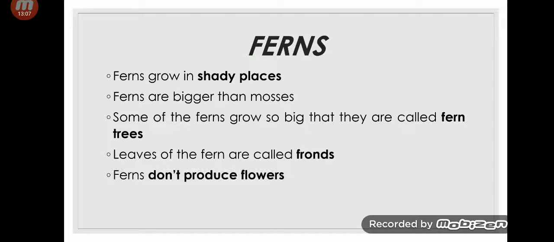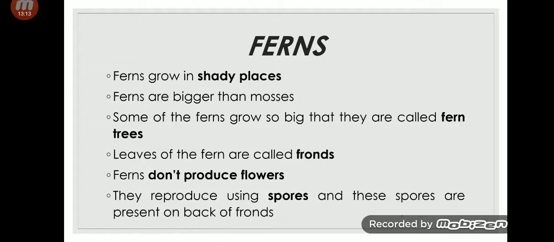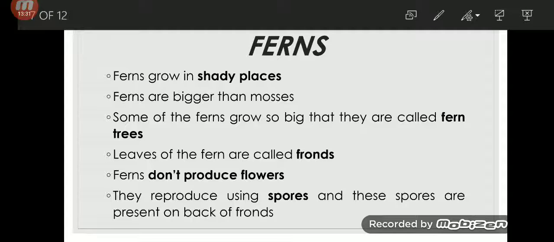And they also don't produce flowers. Mosses don't produce flowers, ferns don't produce flowers. And mosses reproduce using spores, and ferns also reproduce using spores, and these spores are present on the back of fronds, the back of their leaves. We will revise this.